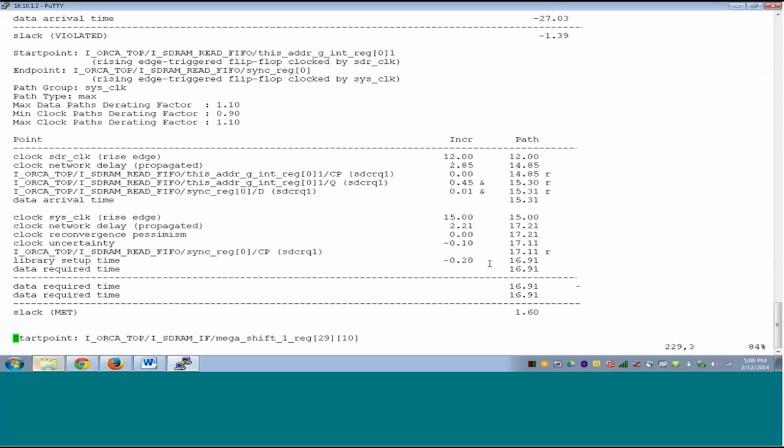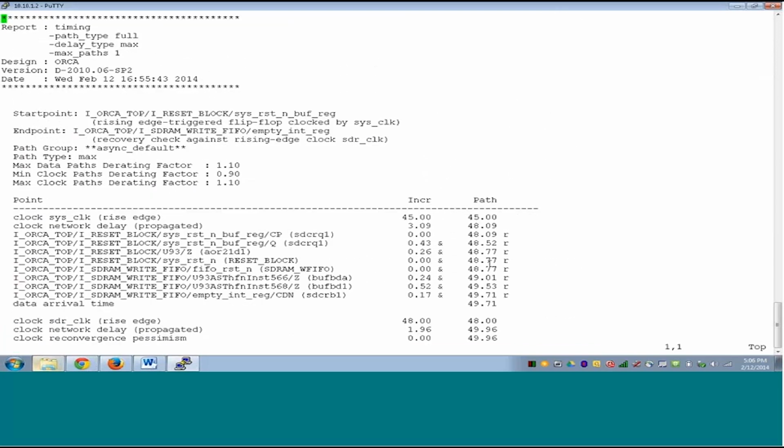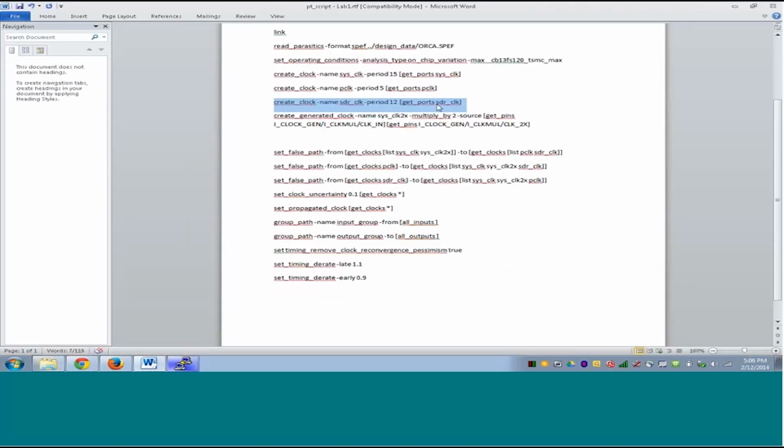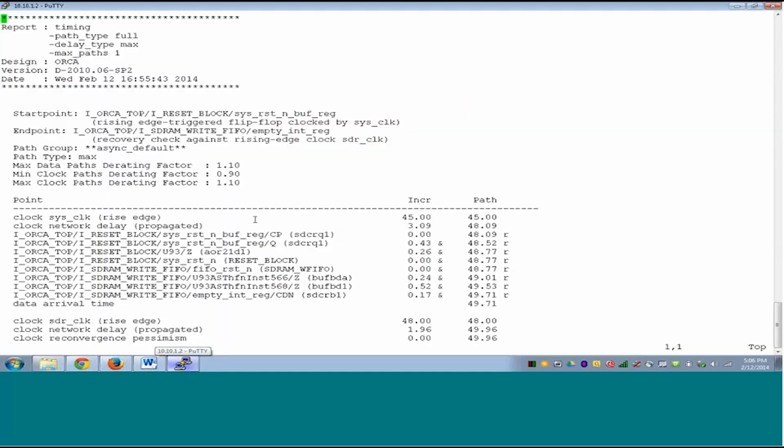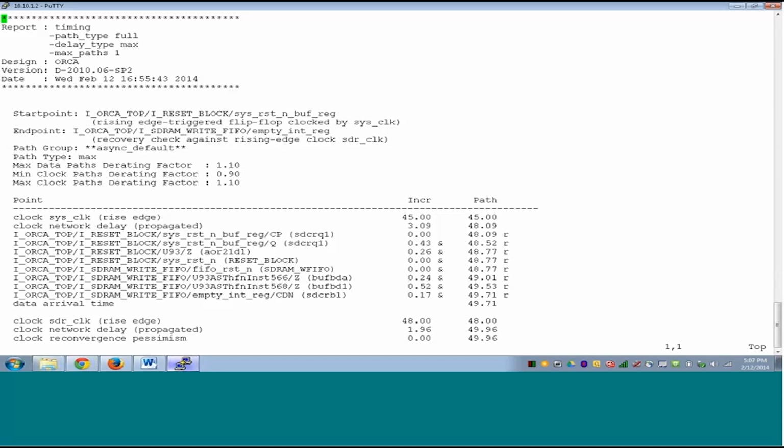but as an assignment, just do one exercise. Assume one clock to be 15 and the other clock to be 12, and tell me what the launch and capture edges are. The answer is here. You just have to make sure that you understand it. In this case, it's 45 and 48 in case of setup. Remember, here the launch is SYS clock, capture is SDR. Launch is 15, capture is 12.